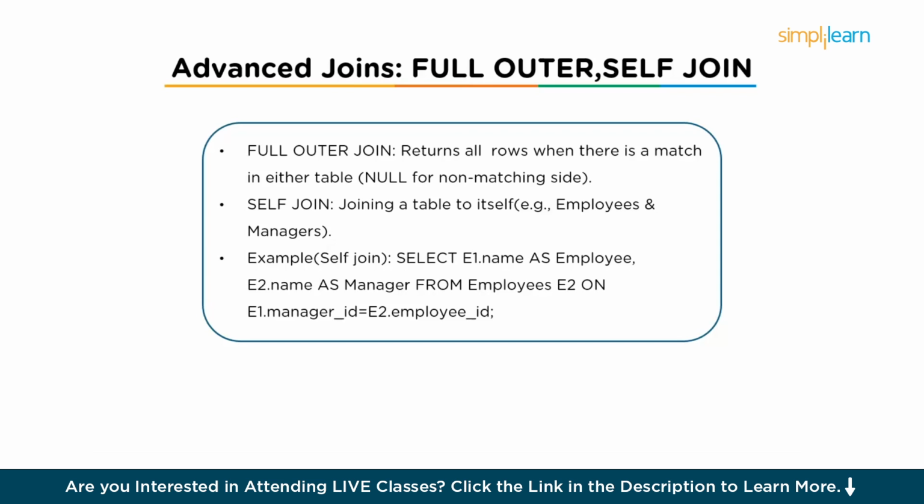It does this by joining the table to itself, matching an employee's manager ID with another employee's employee ID to identify the manager. The output will show you two columns, one for the employee's name and one for the manager's name.